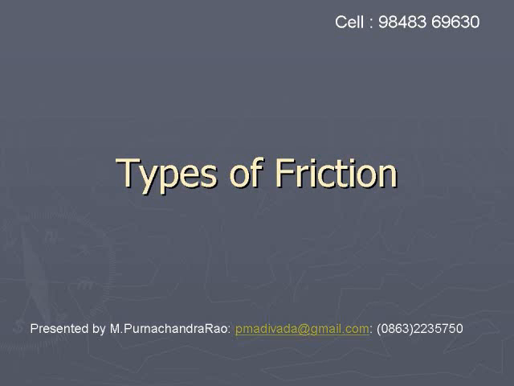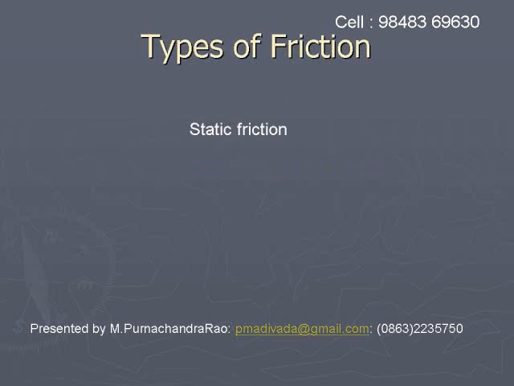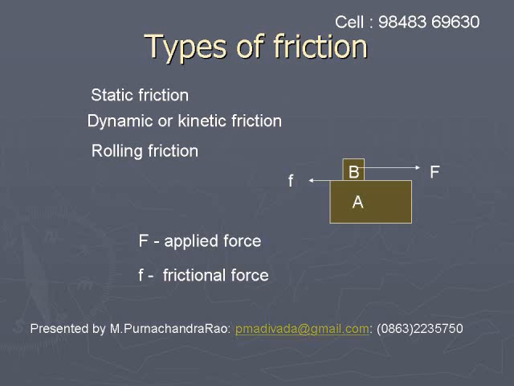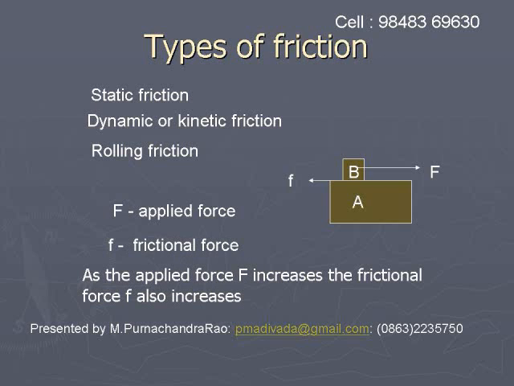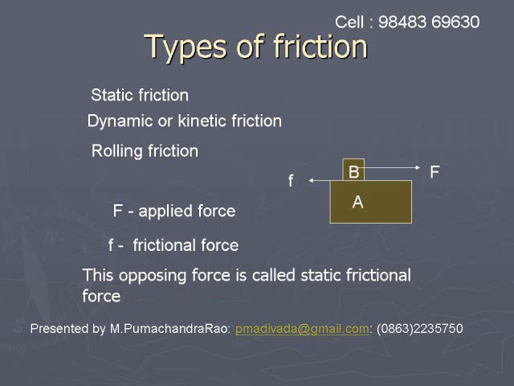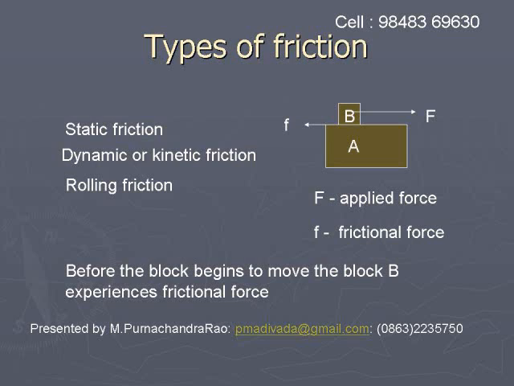Types of friction. Friction is of three types: static friction, dynamic or kinetic friction, and rolling friction. The friction that acts on static bodies. When one block is at rest on another block, to move the upper block we have to apply force. Capital F represents the applied force. As the applied force increases, it is opposed by a frictional force. This force is known as static frictional force. Before the upper block moves, the frictional force that is experienced is known as static frictional force.